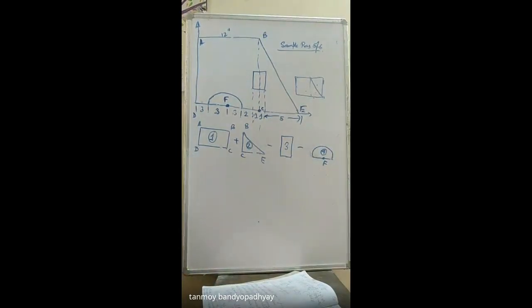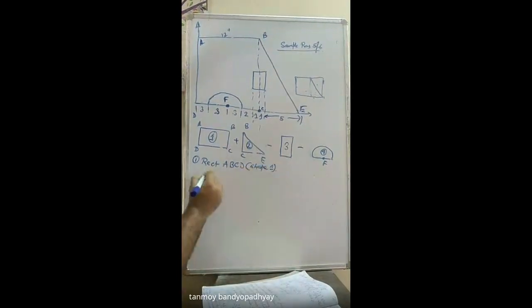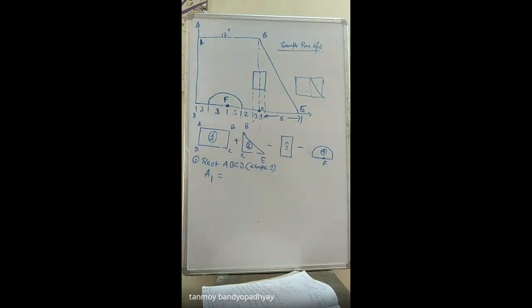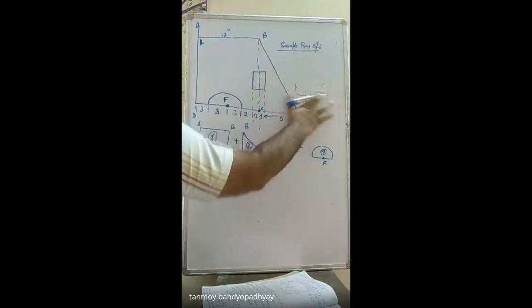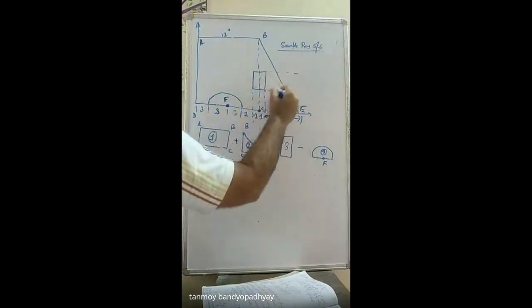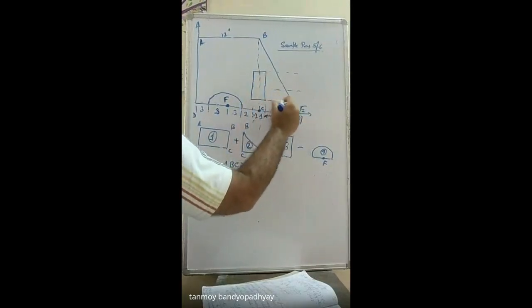Now if I go to figure number 1, the rectangle ABCD, this is curve number 1, shape 1. So A1 is equal to what? What is the area of this rectangle? The area will be 12 into this height. This height is given to be 4. The drawing is not right, it should have been 4. Okay?